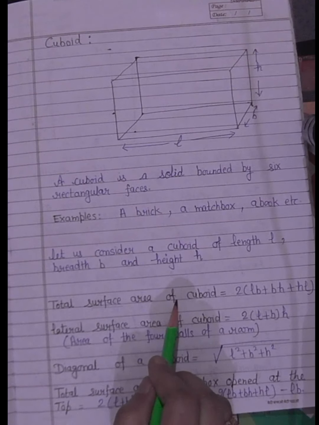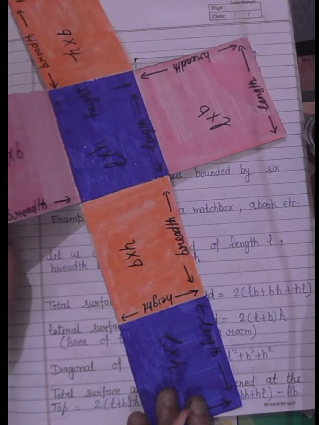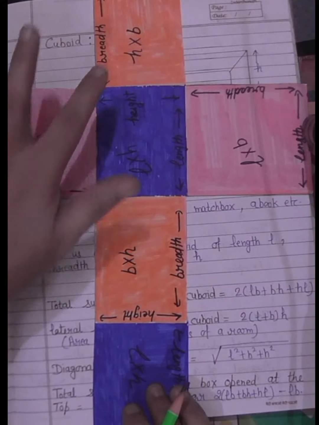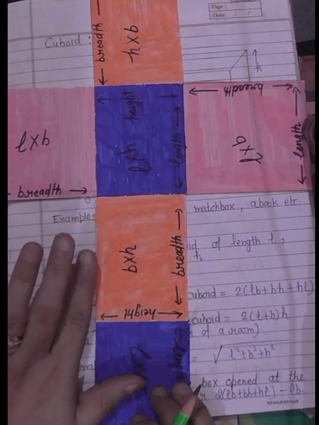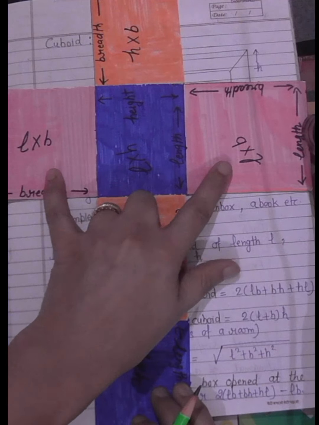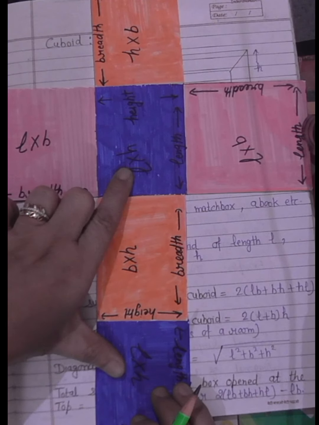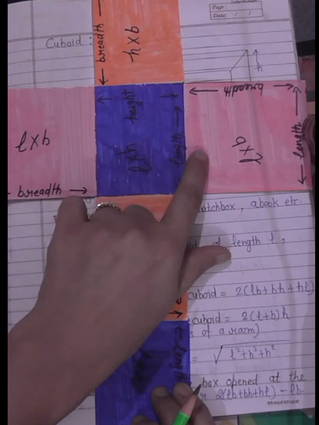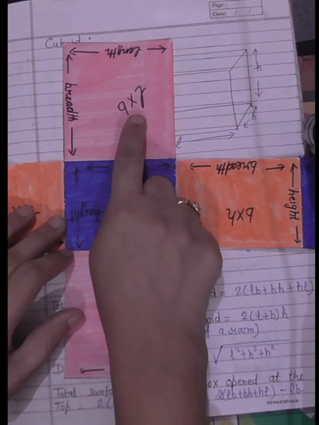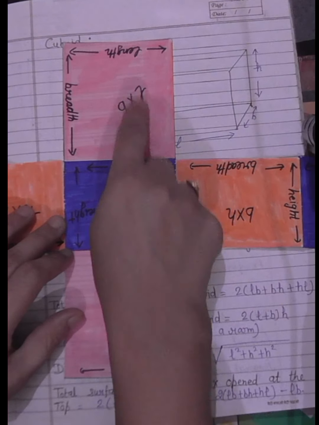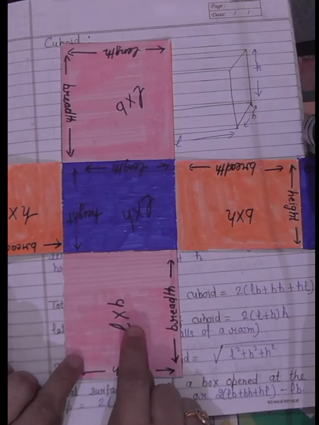For this I will do a small activity. Here I have taken a net for a cuboid. Here 1, 2, 3, 4, 5 and 6. 6 faces are there. 2 are of pink color, 2 are of orange color and 2 are of blue color. Actually these are the opposite faces of a cuboid. This is a rectangle, so its area is length into breadth. Because length and breadth are coming here, same its area is also length into breadth.